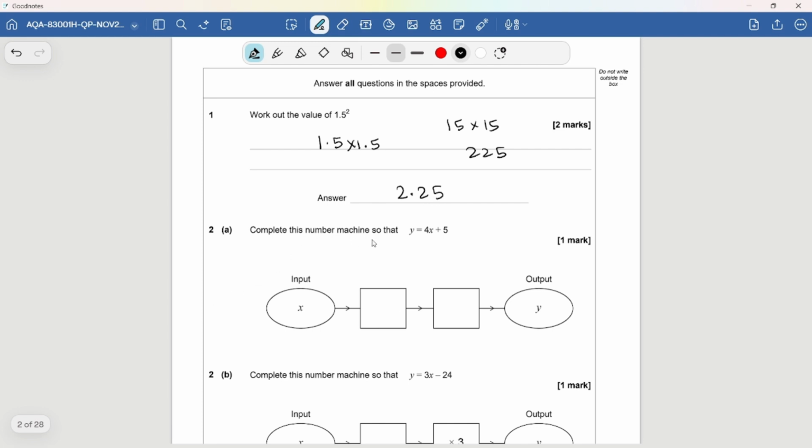Complete this number machine so that y is 4x plus 5. So if you input x, the output has to be 4x plus 5. So how do you go from x to 4x plus 5? We times it by 4 first and then add 5 to it. So times by 4 to make it 4x, and then add 5 to make it 4x plus 5.